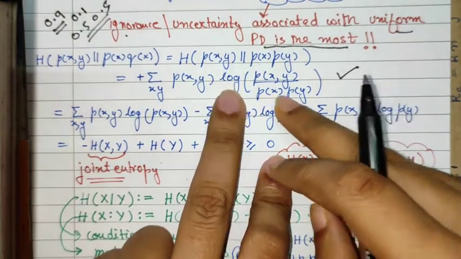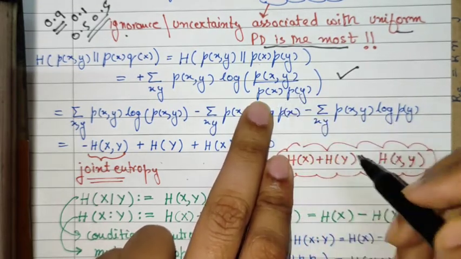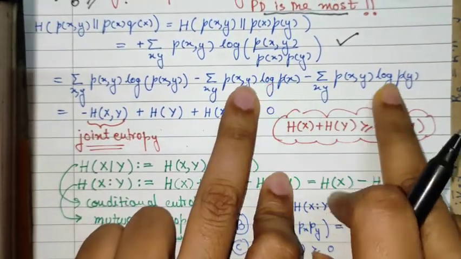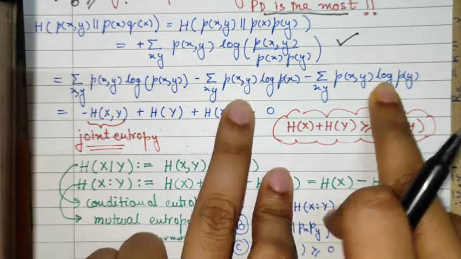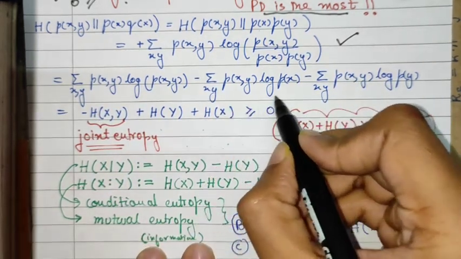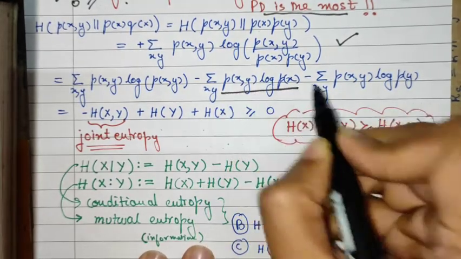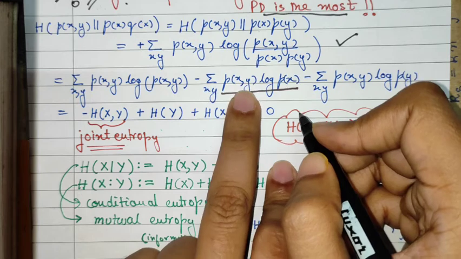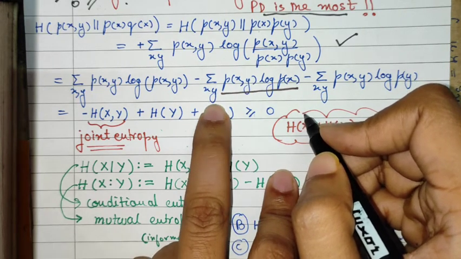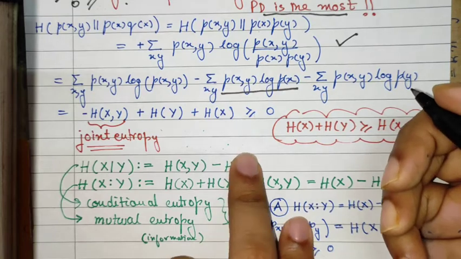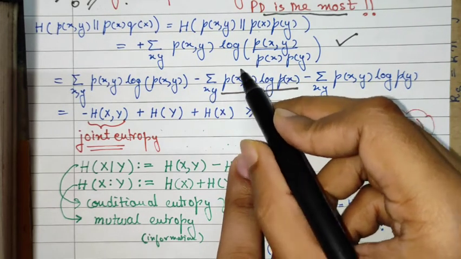Now we will use again the log property. So log of a by b is log a minus log b, and for multiplication it is a plus b. So here we get these three terms. And now look at this particular term. If I perform the summation over the y part, I can actually perform the summation over the y part.